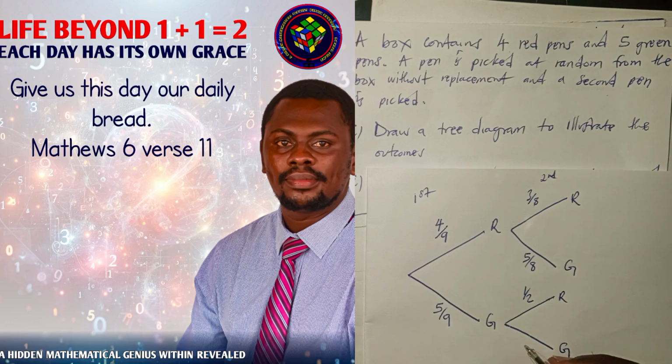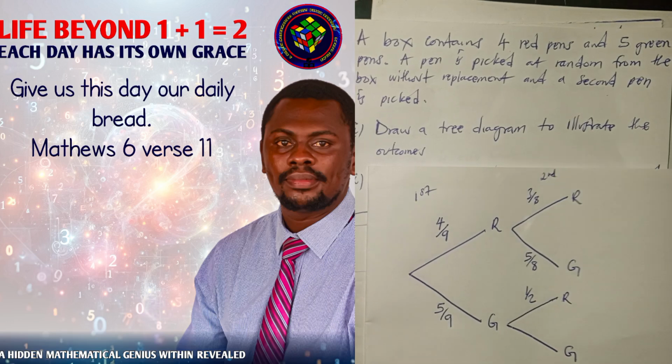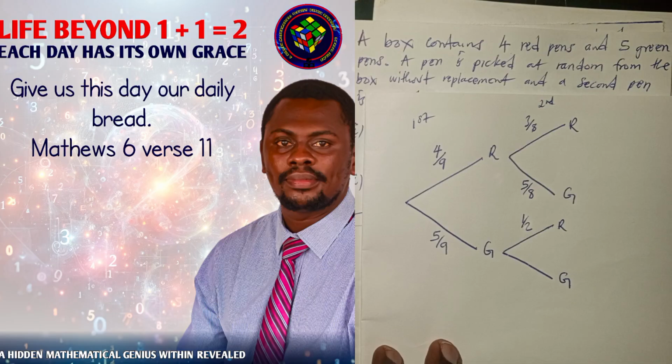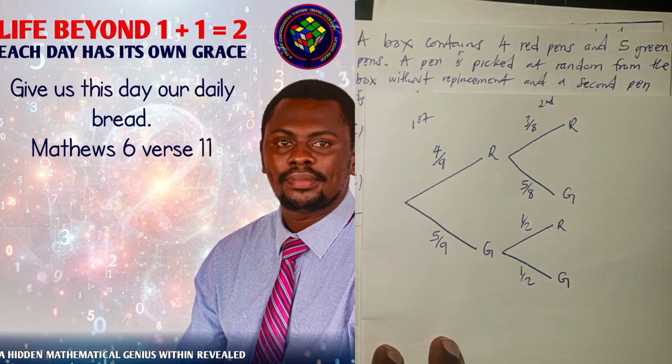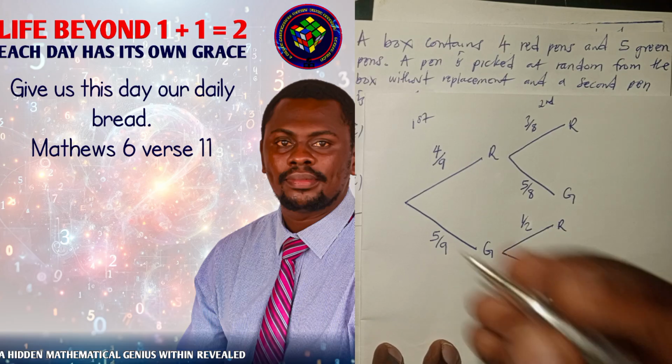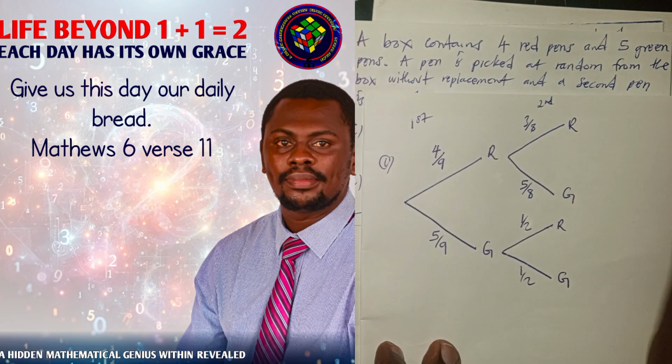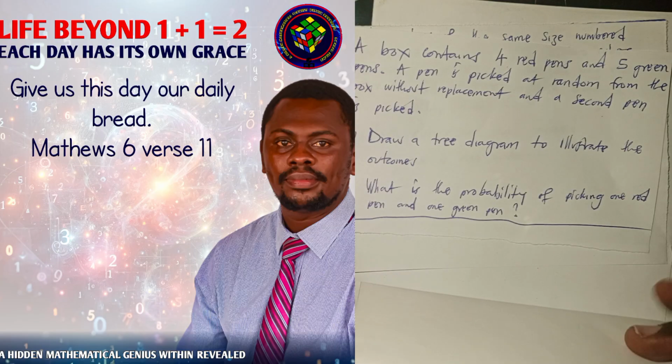For green here, we have green is 4 and the total is 8. Again, if you simplify the fraction, it will be 1 over 2. So this is the tree diagram. Then we go to the second question.